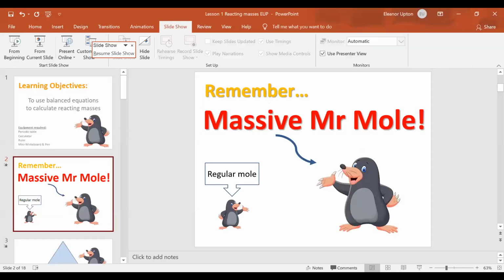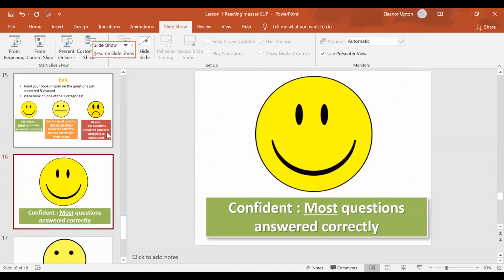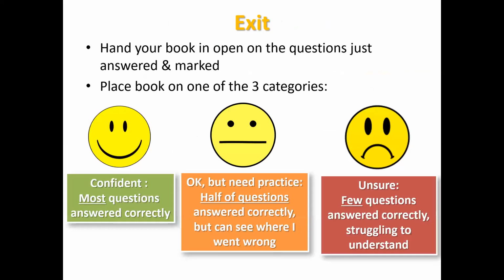Obviously we're going to have to adjust how we would normally work. Rather than handing your book in and putting them into separate piles, I would like you to email me one of the following icons, little emojis. So if you were really confident and you answered most of these questions correctly when you green pen marked your work, can you send me this emoji here, the smiley face?